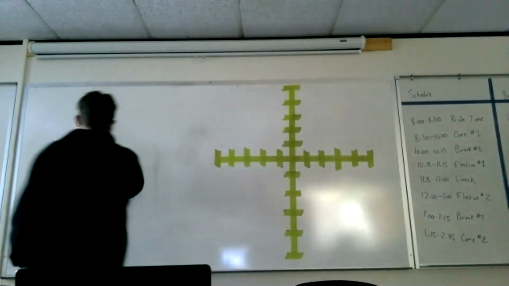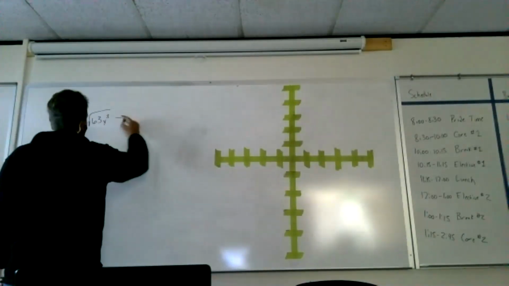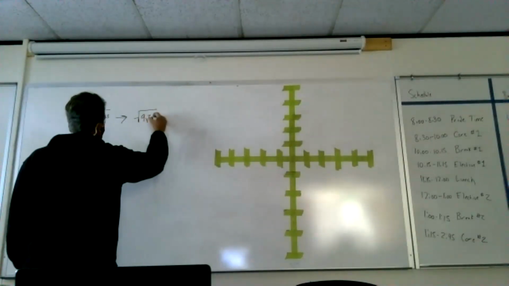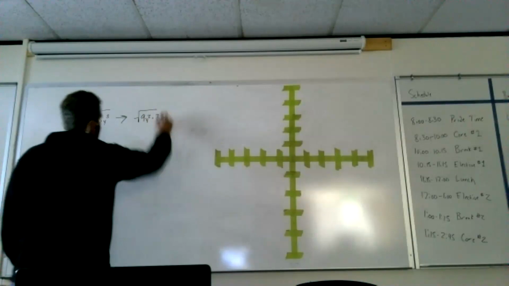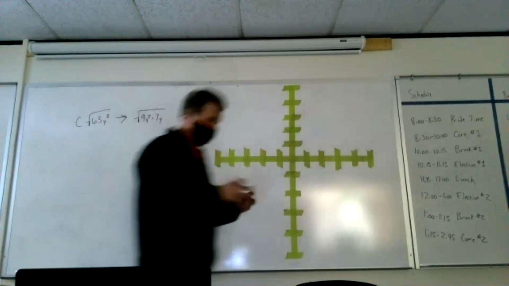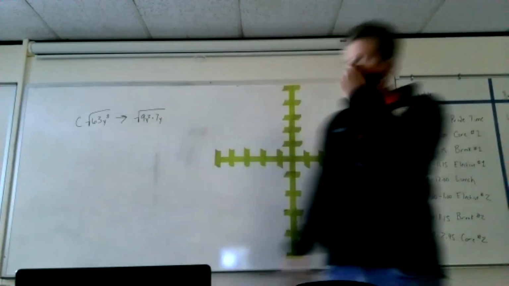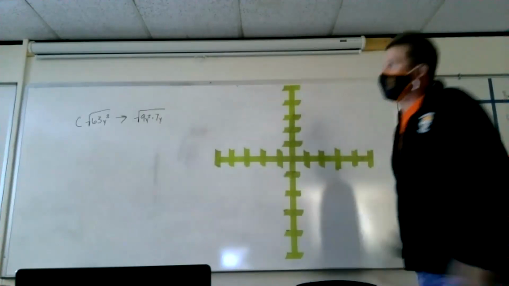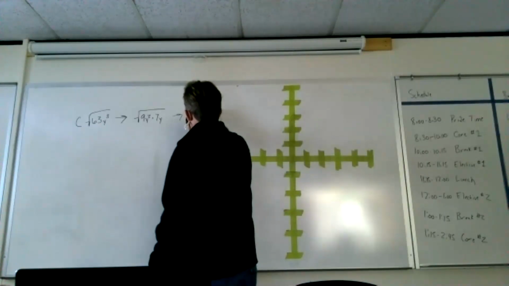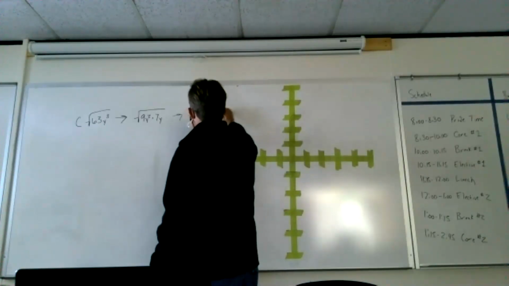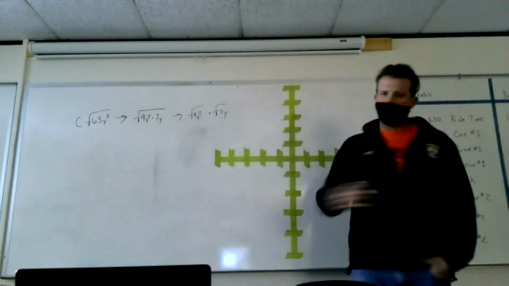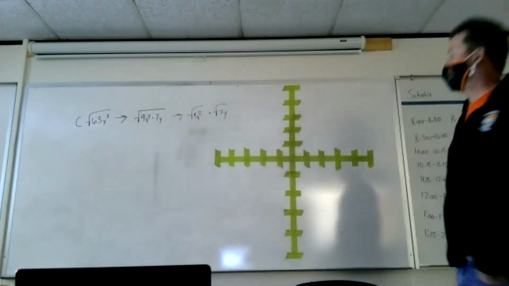Using the power property of radicals, I can rewrite this as the square root of 9y squared times 7y. I can split it to make it easier for myself. Or if you wish, you could rewrite it as the square root of 9y squared times the square root of 7y. Regardless, you're going to get the same answer because they're the same thing.